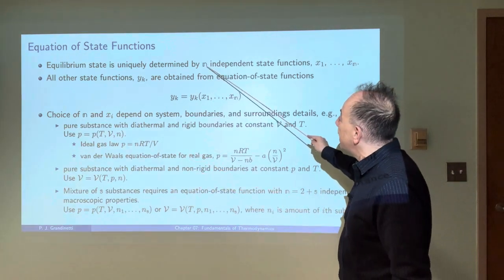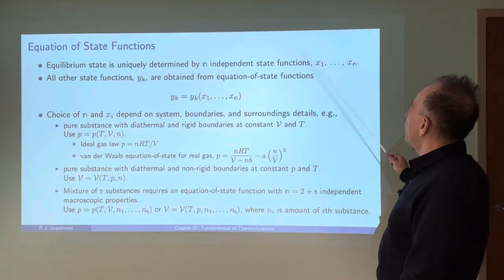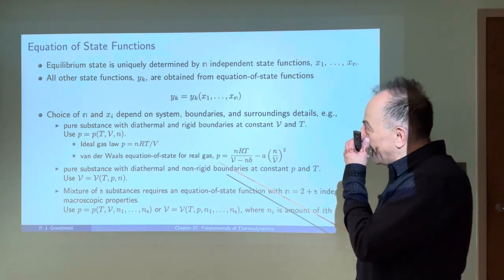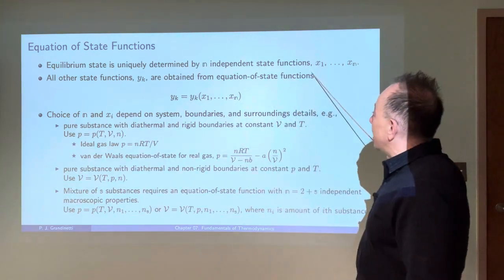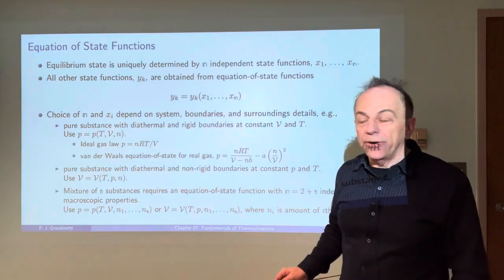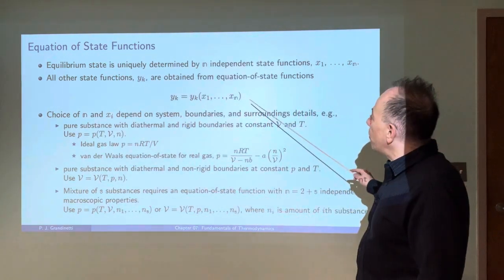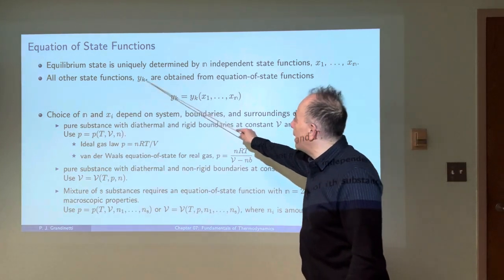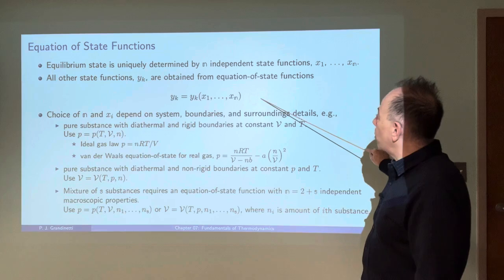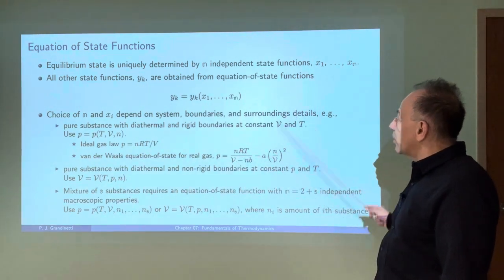So we're going to say that there are n independent state functions, and I'm going to just generically leave them as x1 through xn. And these are what we call the independent functions. And then from these, you can derive all the other state functions, which are the dependent ones. So this relationship between the dependent state functions and the independent state functions is what's called an equation of state function.